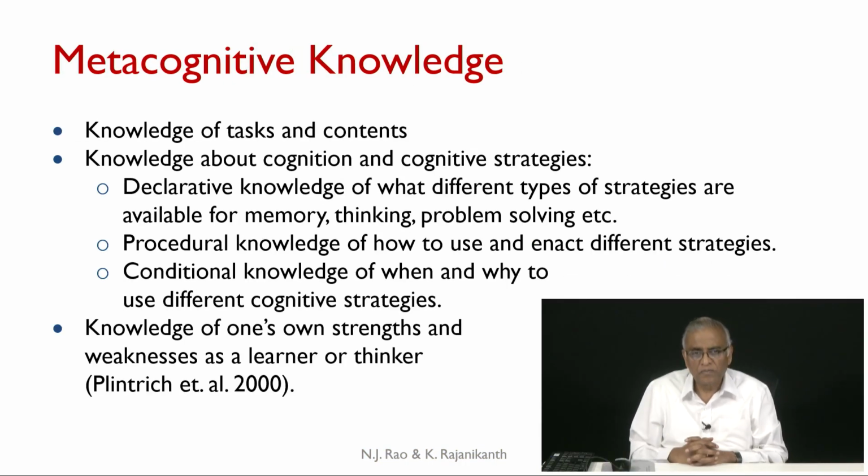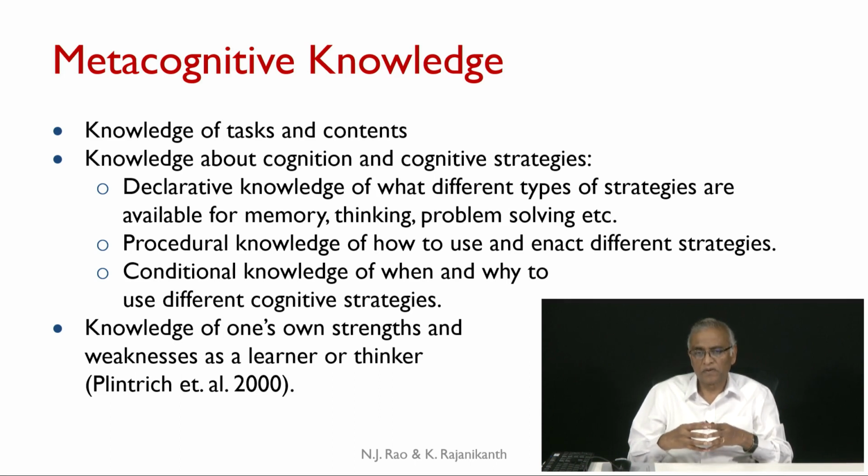Now, let us look at metacognitive knowledge. Do you have the knowledge of tasks and the content? Simple. Do you understand the task? Do you know what is to be done? Do you understand the contents that are presented to you? That is what knowledge of the tasks is. And the other one is knowledge about cognition and cognitive strategies.